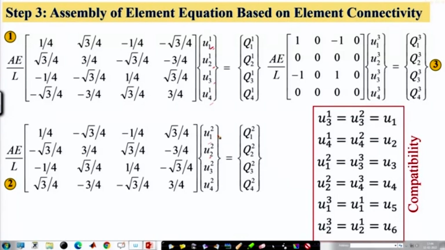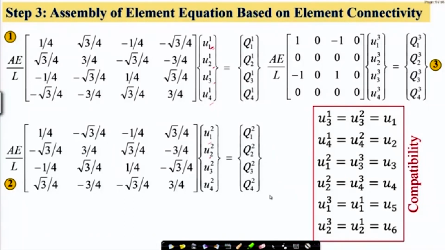But then the compatibility condition tells us how these degrees of freedom at the element level are related to the degrees of freedom at the global level. U1, U2, U3, U4, these are the global displacements. Now, since we know these equations, let us substitute these degrees of freedom in the equation itself.